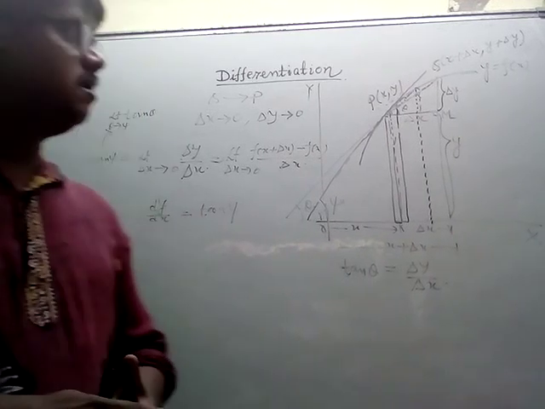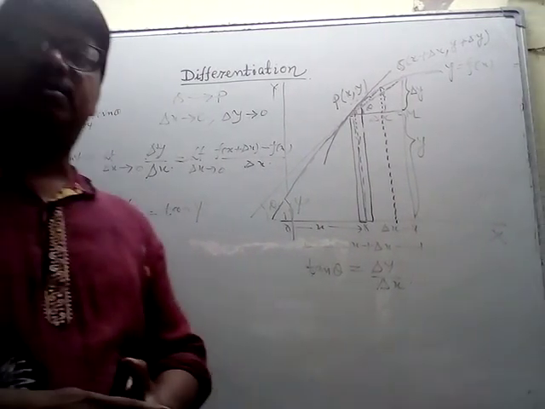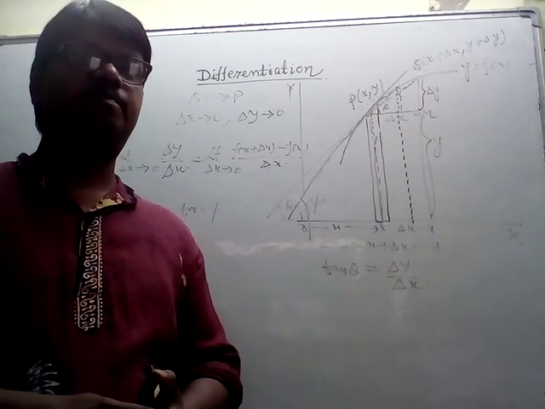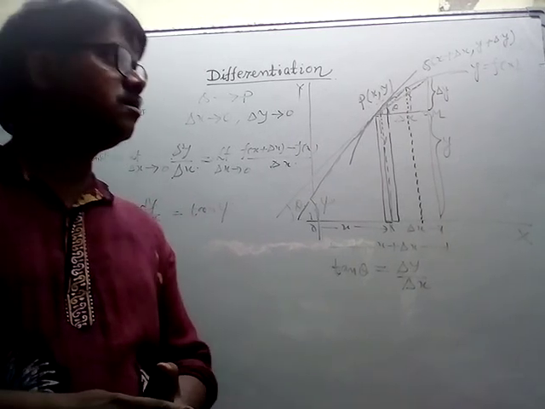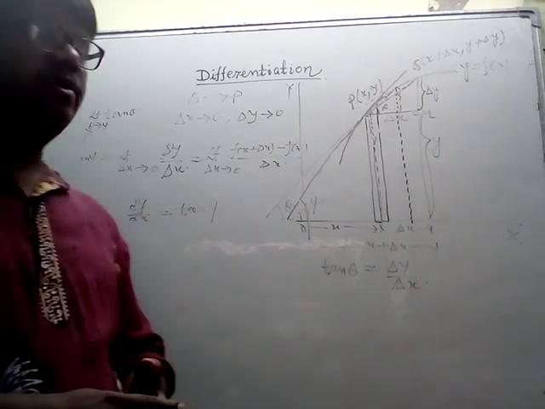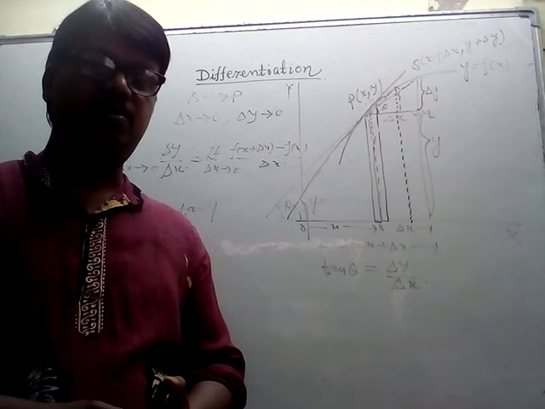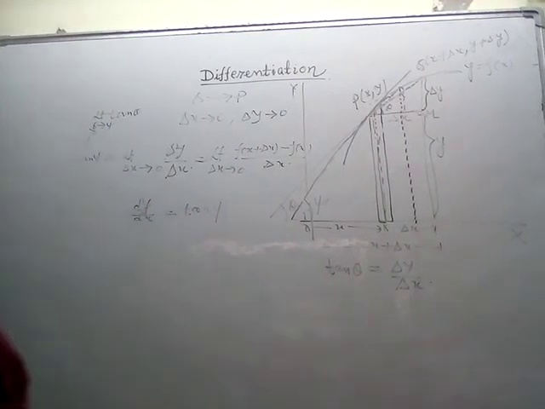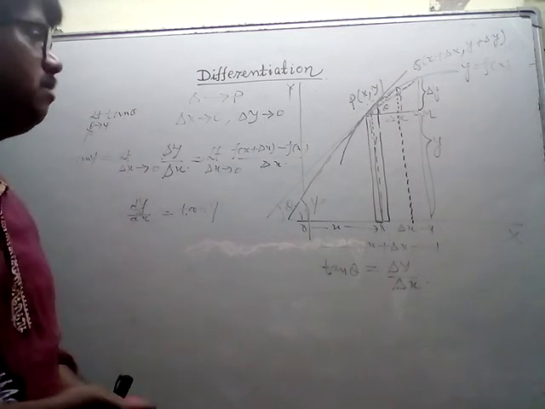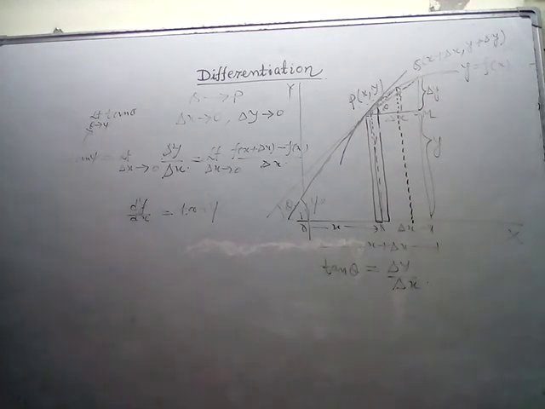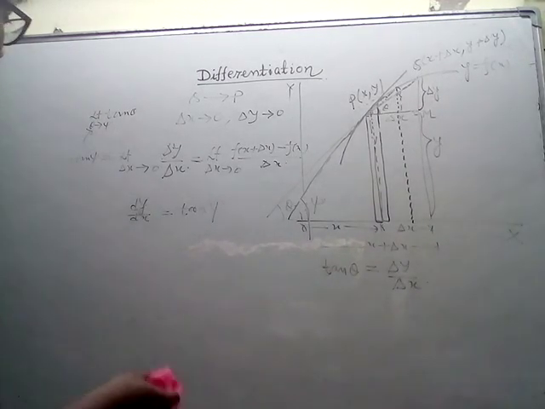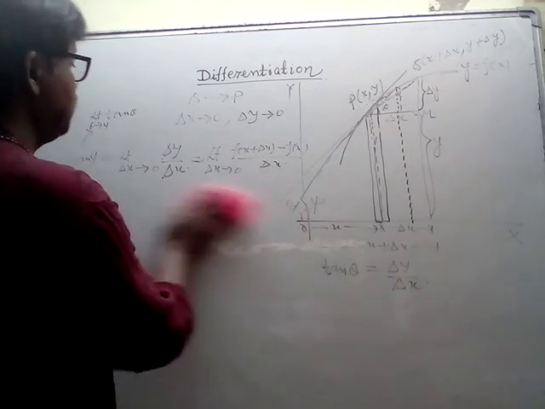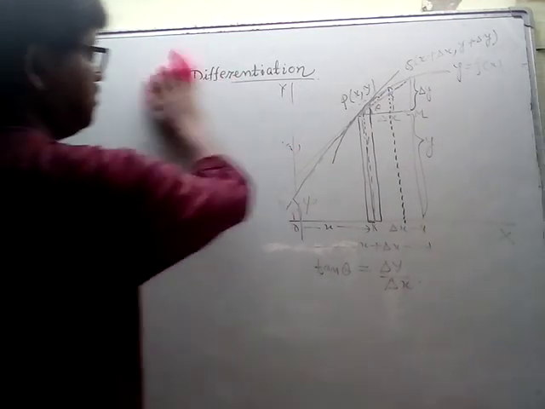That is, f dash a: y minus y1 equals d/dx of y at the point (x1, y1) into x minus x1. This will represent the equation of the tangent. So with the help of differentiation we can find the equation of the tangent at some point.